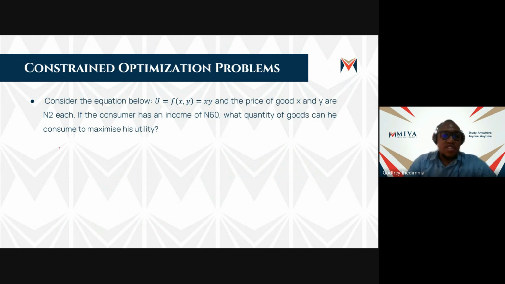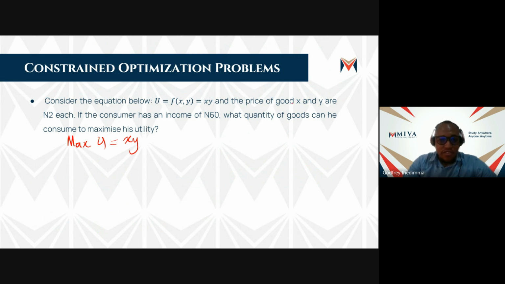So we must first understand that our objective function is to maximize utility. That is what this consumer is interested in. He wishes to maximize utility, which is equal to X times Y. But he is constrained by his income. He's constrained by his expenditure.